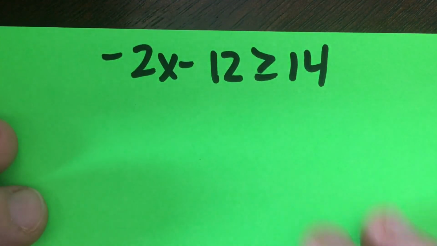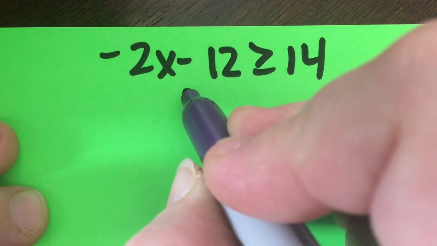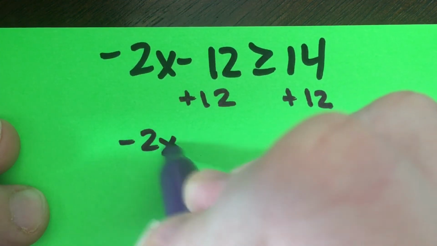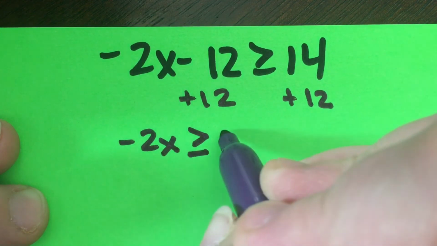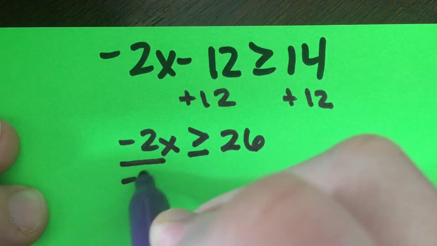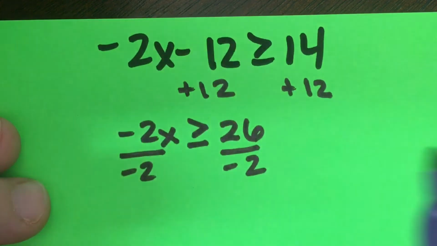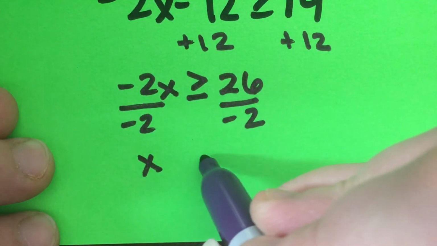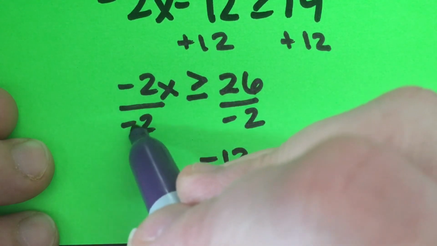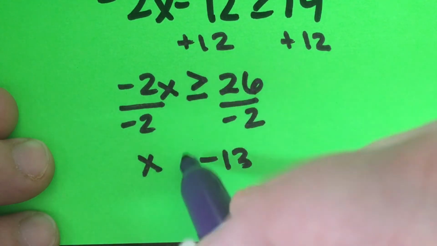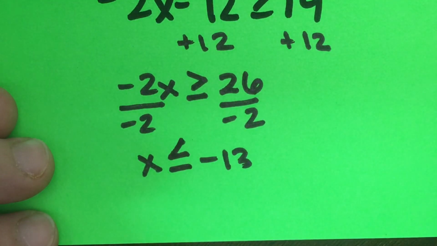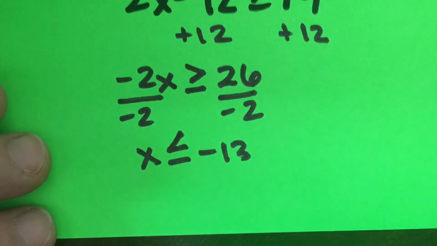So now that we've done that and learned a new rule, here's the last one of this video. We're still going to add 12 because we are undoing. We have negative 2x is greater than or equal to 26. We're going to divide both sides by negative 2 because that's negative 2 times x. We're left with x and a negative 13. Because we divided by a negative, we must flip this sign. So it becomes, instead of greater than or equal to, less than or equal to. Okay, so let's do a quick check.